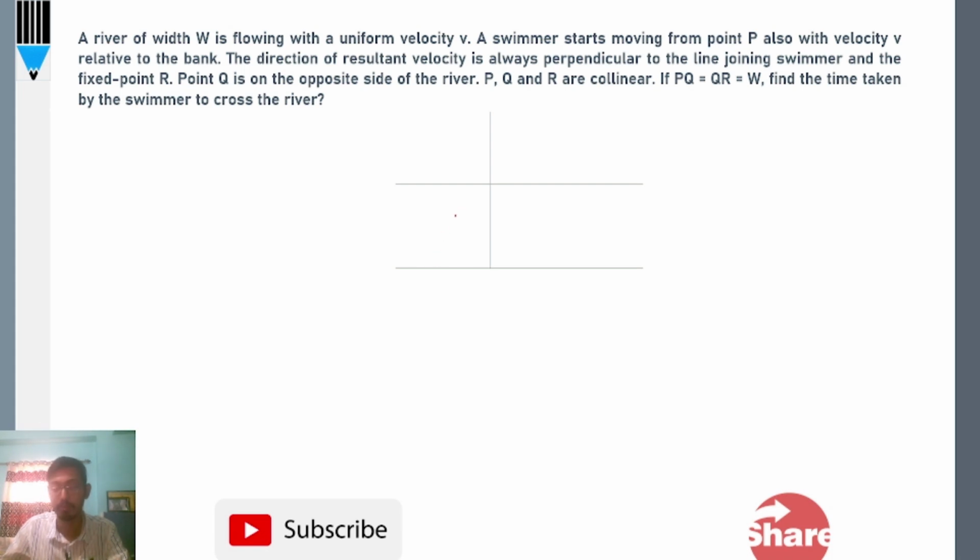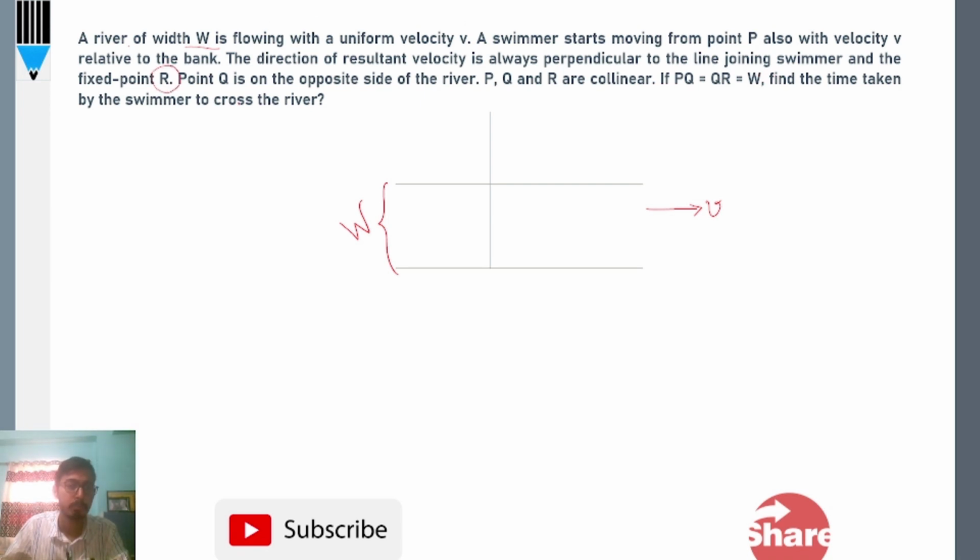A river of width w is flowing with uniform velocity v. Let's see it's moving in this direction with velocity v. A swimmer starts moving from P also with velocity v relative to the bank of the river. The direction of resultant velocity is always perpendicular to the line joining the swimmer and the fixed point R.